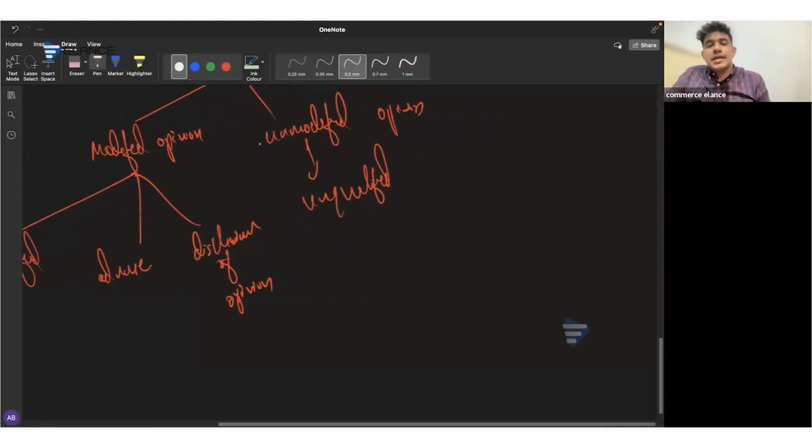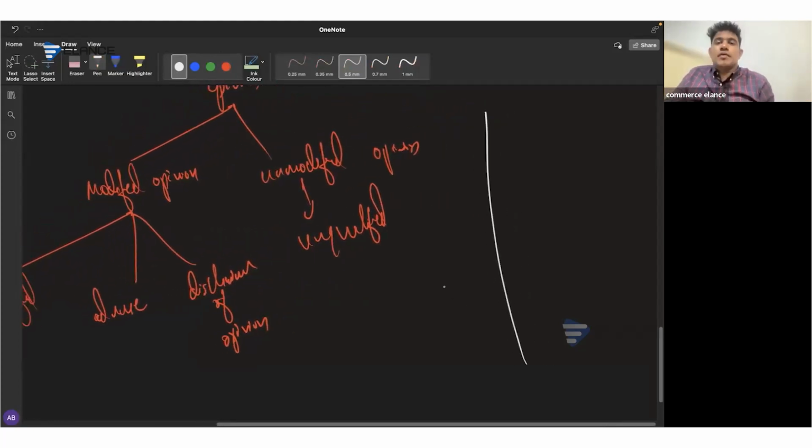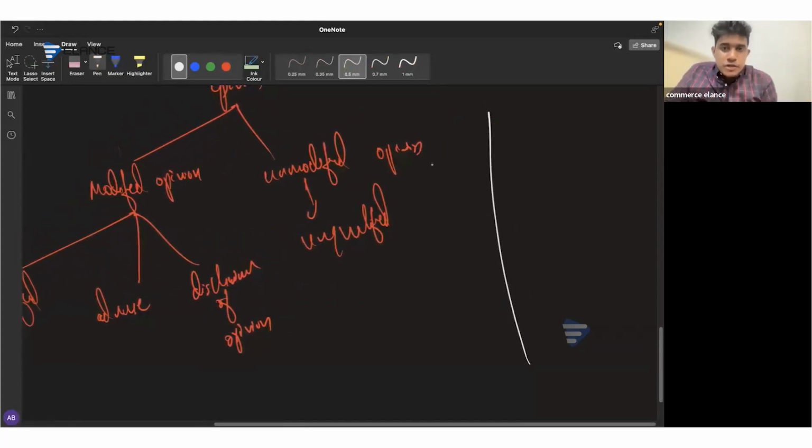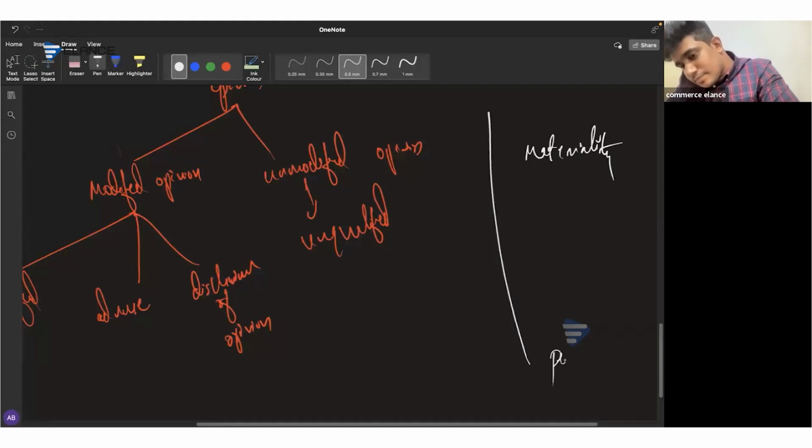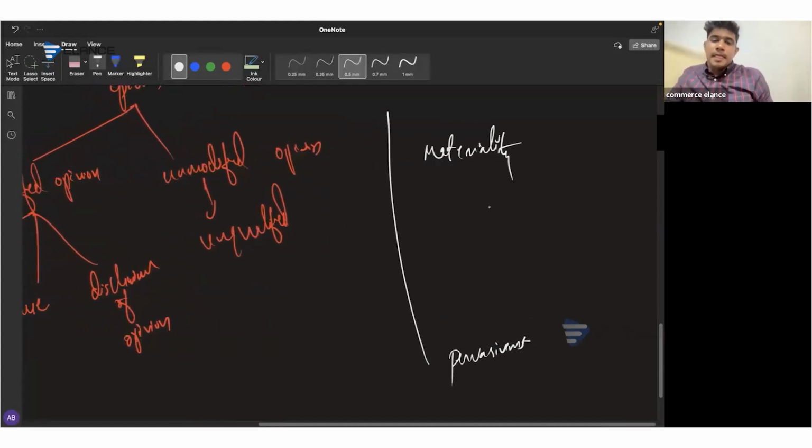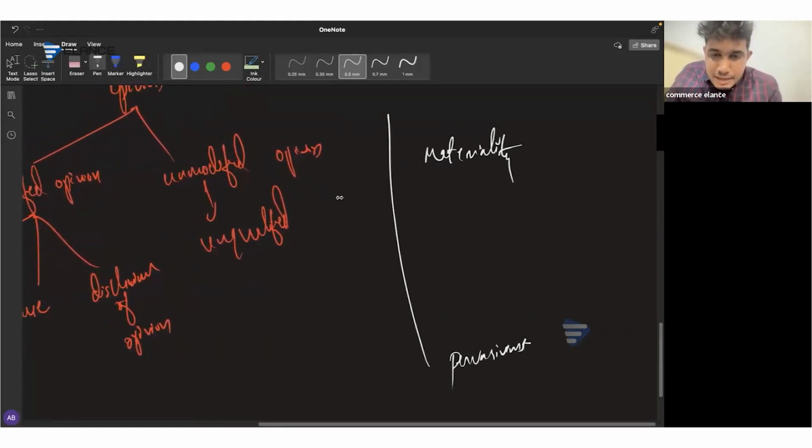And before considering which opinion we need to provide on the company's financial statements, we need to consider two matters especially. What are those? One is materiality and the other one is pervasiveness, right? And while considering the materiality, what are the things we need to consider here?